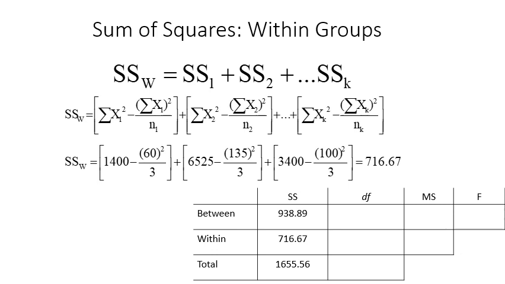So if we calculated it out, you do the sum of squares for each group. So sum of squares for 1 is 1400 minus 60 squared divided by 3. You add that for the sum of squares for 2, the sum of squares for 3. Add them together and you get 716.67. And again, you can double check yourself. Do this 716.67 plus 938.89. You add those together and you get 1655.56. So it actually comes out correct.